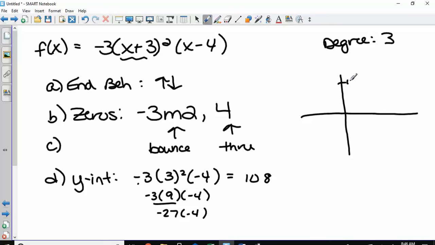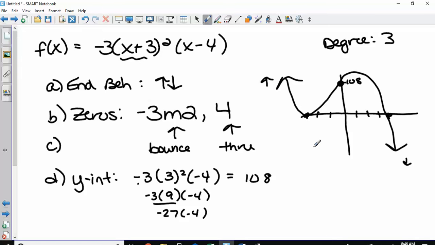Alright, so we plot this. I am not going to take too much time here. So this is our 108. I hit my x-axis at my 0, so that's -3 and 4. Our end behavior should start up here and end down here. Okay, so if we start up here, at -3, what happens to my graph? Bounces, which makes sense because I have to go through my y-intercept. Come back, and at 4 we go through. And then how can you confirm all that? Graph it and check. Okay.